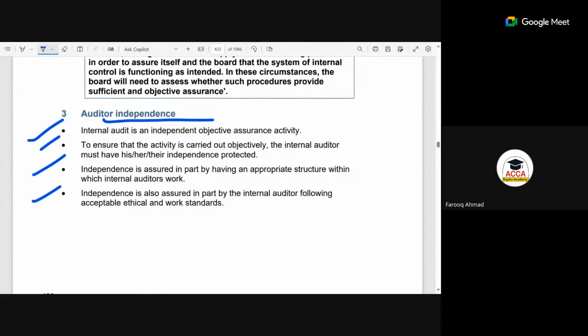Internal audit is an independent, objective assurance activity. Ensure activity is carried out objectively. Independence is assured as a part of having an appropriate structure within the internal audit. Independence is also assured as part of the internal auditor following acceptable ethical work.